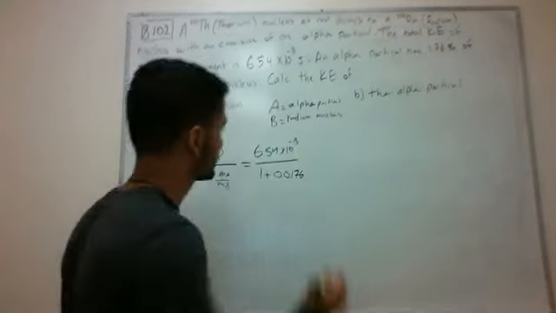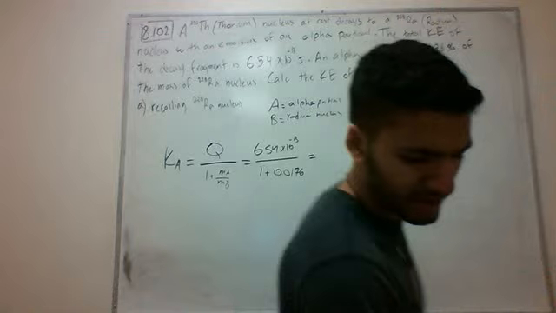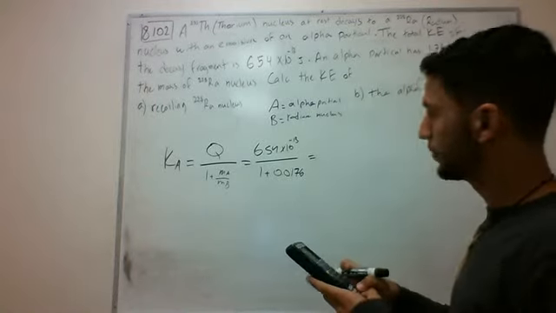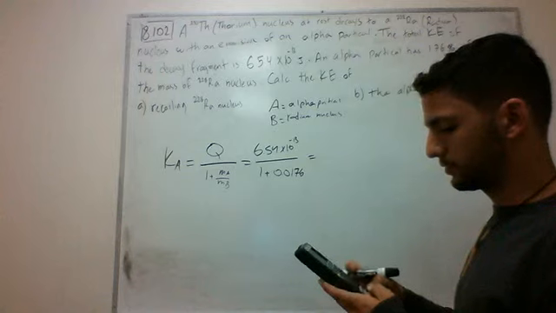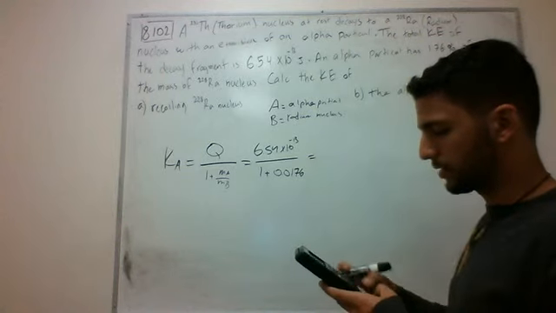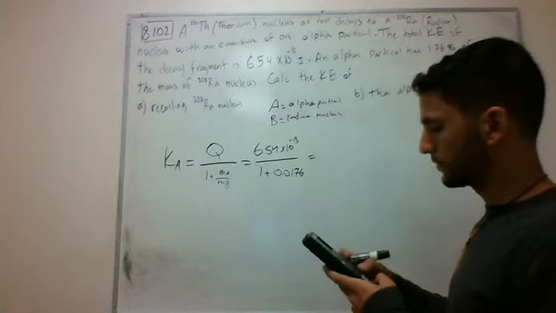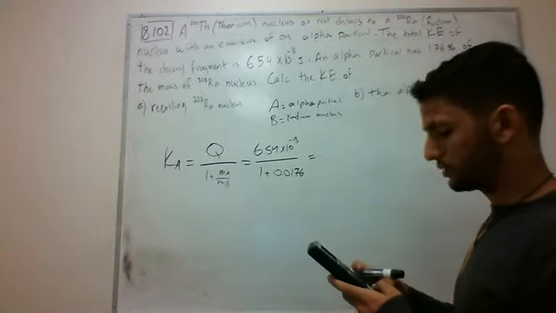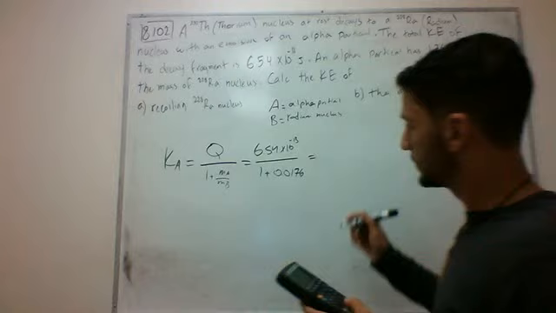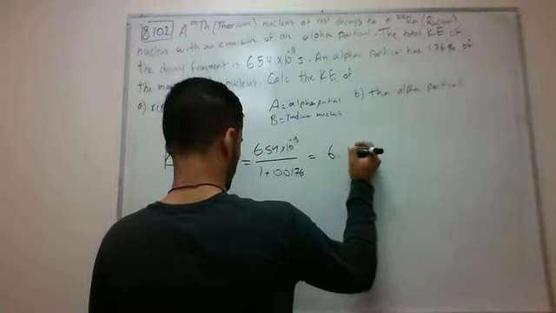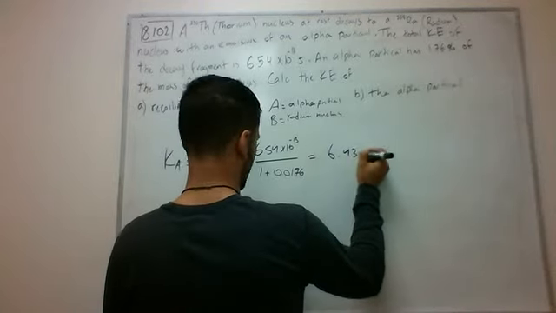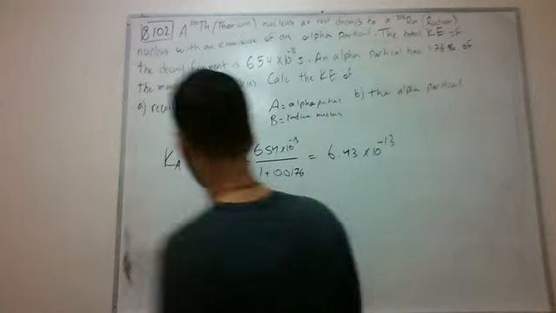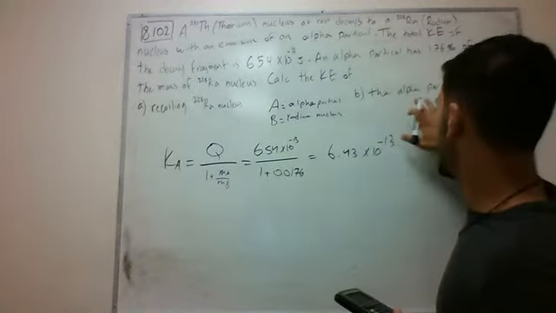So calculating this is going to give us 6.54 times 10 to the power of negative 13 divided by 1 plus 0.0176. This is going to give us 6.43 times 10 to the negative 13. So the answer that we got here is for the alpha particle, part B.